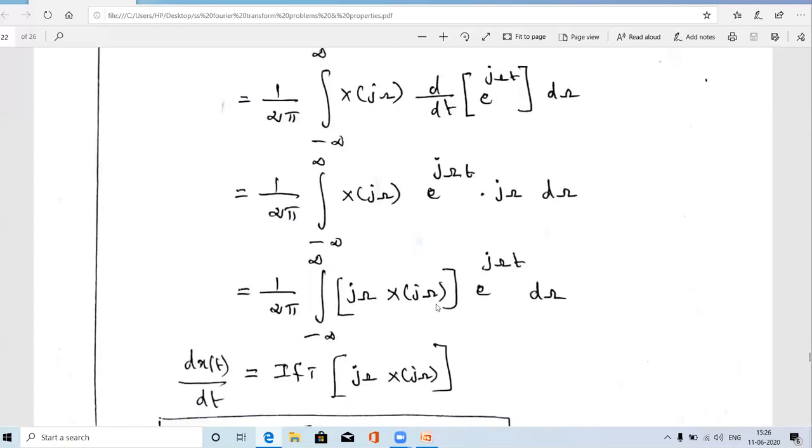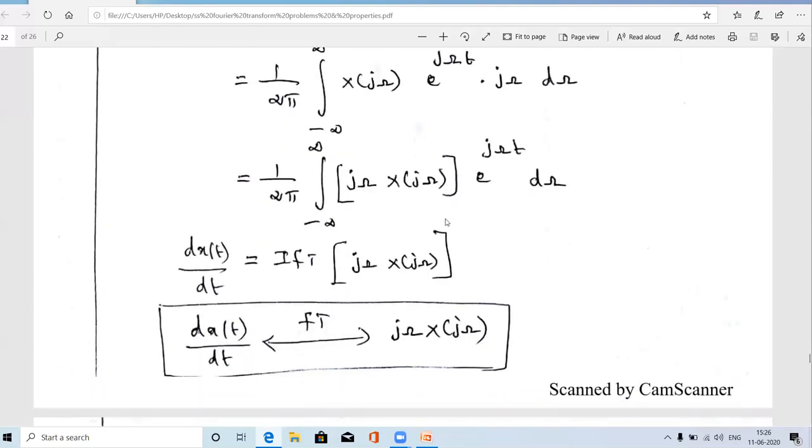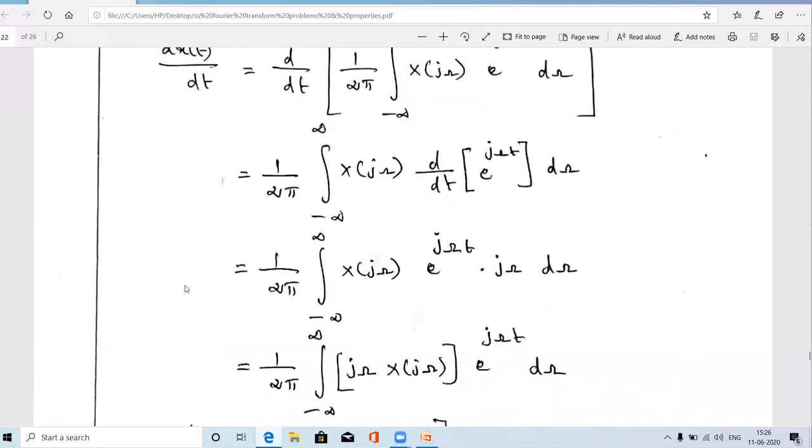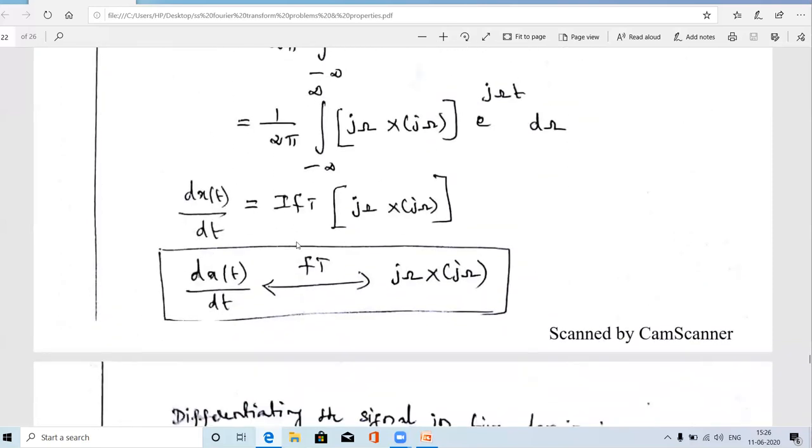J omega into X of j omega is there. So how to write this term? This entire term can be written as the inverse Fourier transform of j omega into X of j omega. On the left side, what term is available? dx of t divided by dt. So from this, we can say that dx of t divided by dt equals the inverse Fourier transform of this one.